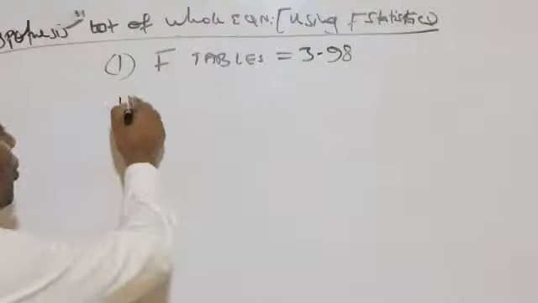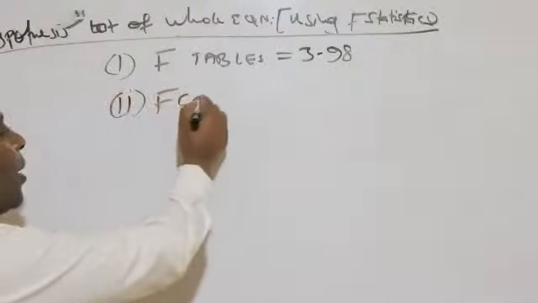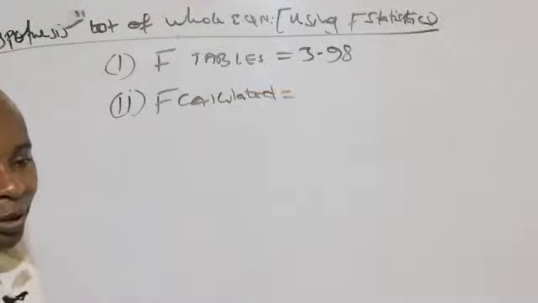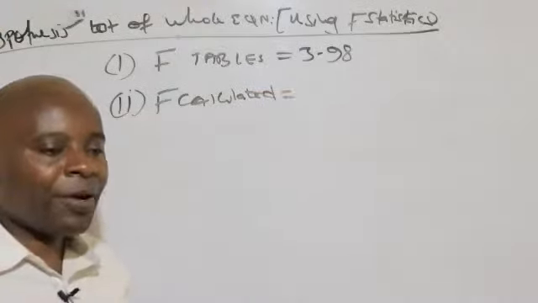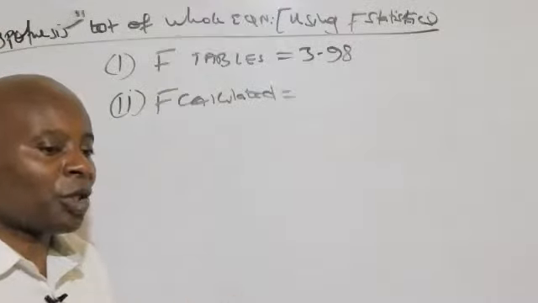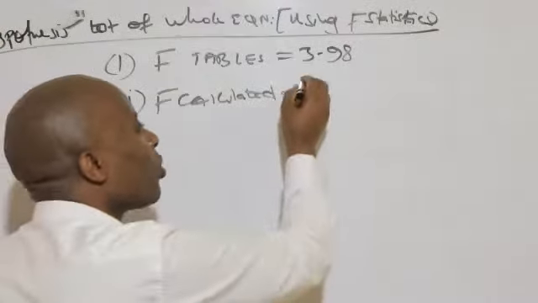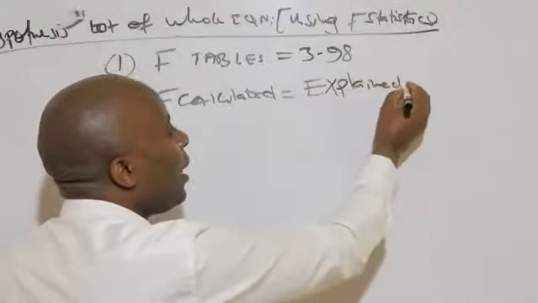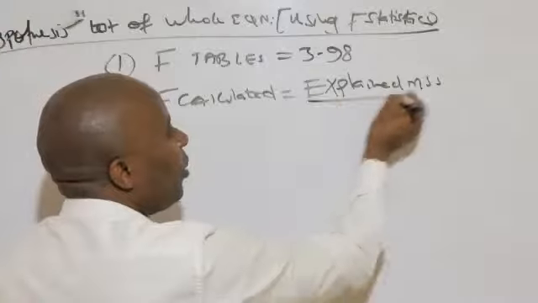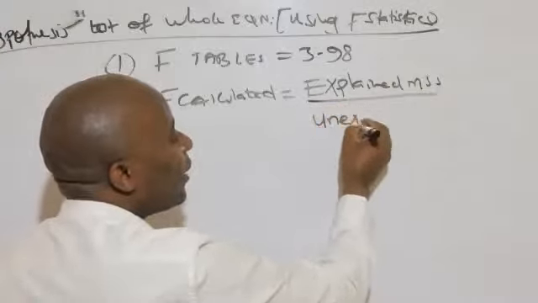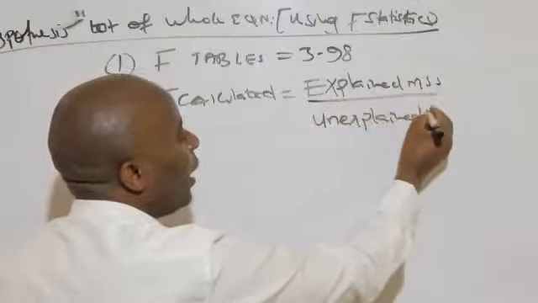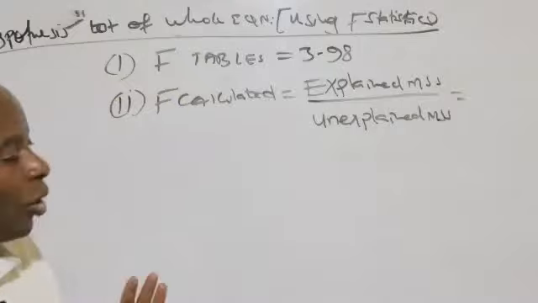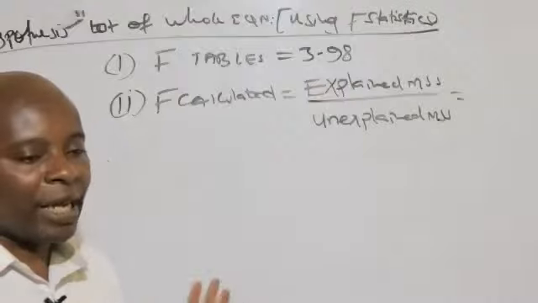And then number 2, we have the F calculated or the F ratio. The F ratio, we have to be in a position of remembering how it is computed. We normally compute it by taking the explained MSS all over the unexplained MSS.